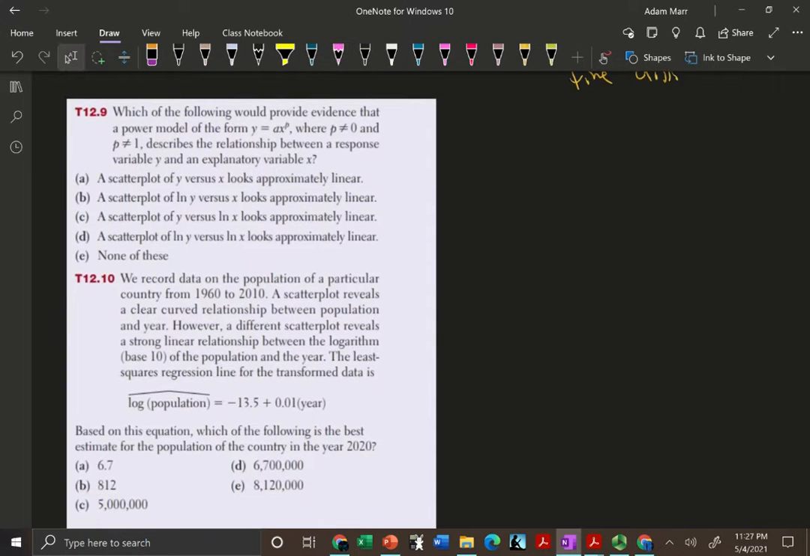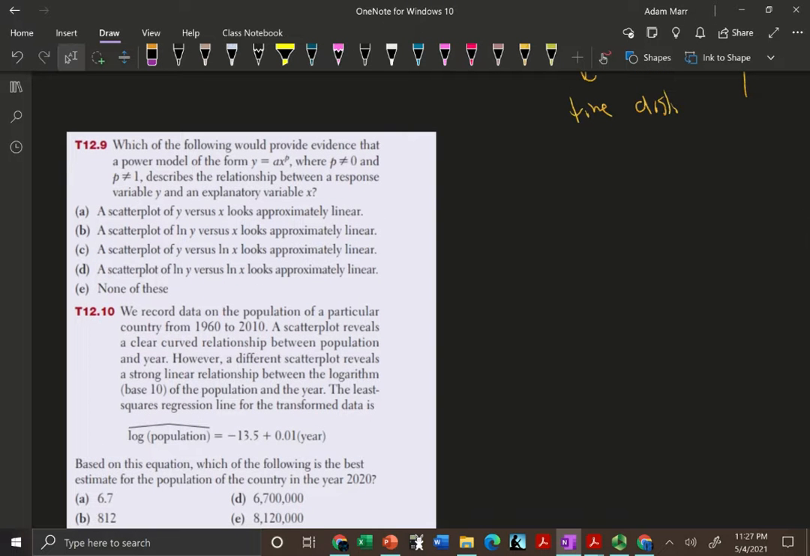Which of the following would provide evidence that a power model of the form y equals ax to the p, where p does not equal 0 and p does not equal 1, describes the relationship between a response variable of y and explanatory variable of x. And I'm sorry, guys, this is AP practice test number 9, on chapter 12.